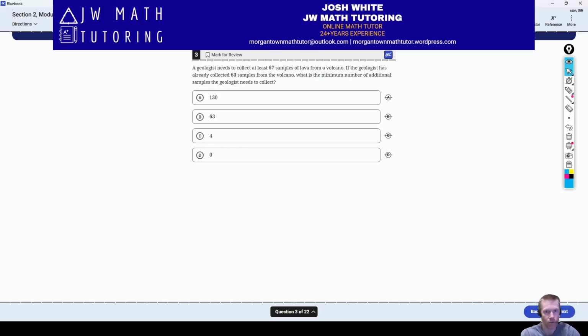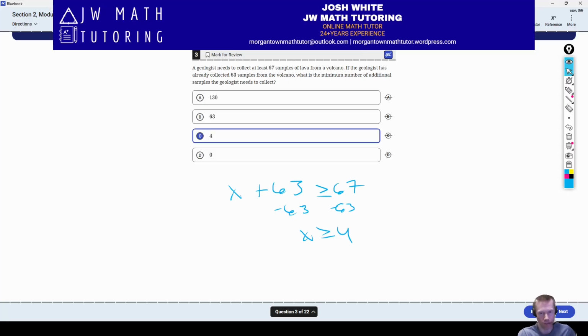Next up, question number 3. This is basically x, the minimum number of samples, plus the 63 that are already collected, and we need at least, i.e. greater than or equal to, 67. Okay, so how many do we need? Well, we just need 4. X greater than or equal to 4. So the minimum number that you need is 4. And again, you don't even need to write out an inequality like this. You can probably just look at the problem and think, okay, we need 67, we have 63, just subtract them, and get the difference of 4 as the amount that we need.